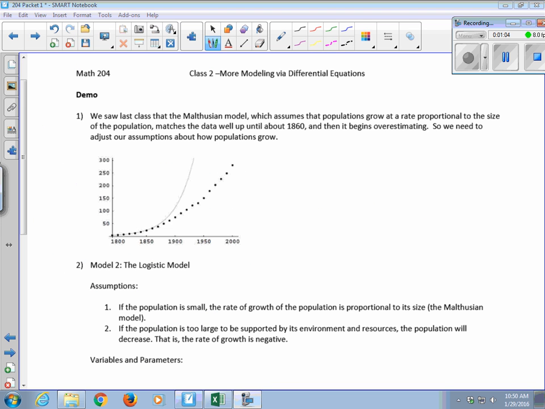Okay, so we saw last class that the Malthusian model, which had the underlying assumption that populations grow at a rate proportional to the size of the population, matched the data well. This was the US population data. It matched really well up until about 1860. And then the model starts to take off really fast, but the actual population growth didn't keep up. So it starts overestimating. So we're going to adjust our assumptions about how populations grow, try to make a better model.